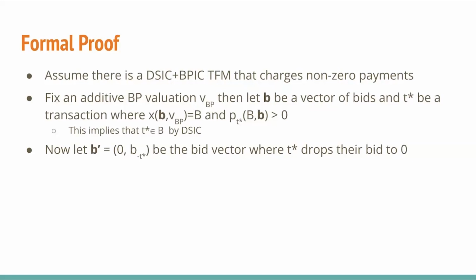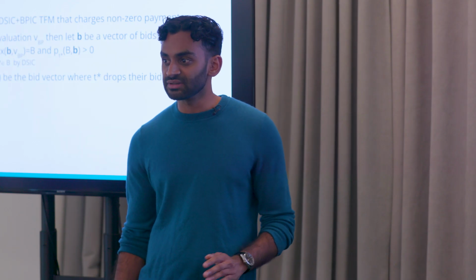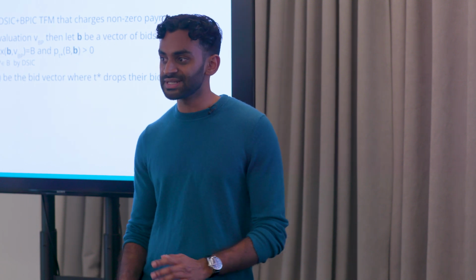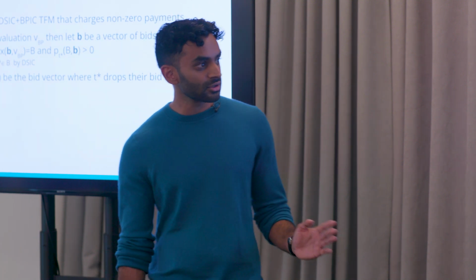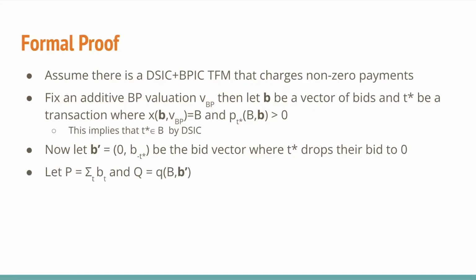And so now let's define this slightly weird thing. We'll call this vector of bids B prime. This will basically be the exact same vector of bids as this bold B, except you imagine that the user for transaction T star drops their bid to 0. So this B minus T star notation means every bid that is not T star is the exact same, and just bidder T star is dropping their bid to 0. And then we'll also define this capital P as the sum of the original bids BT, and Q as the amount the block producer has to burn when they select B and the bid vector is actually just B prime.